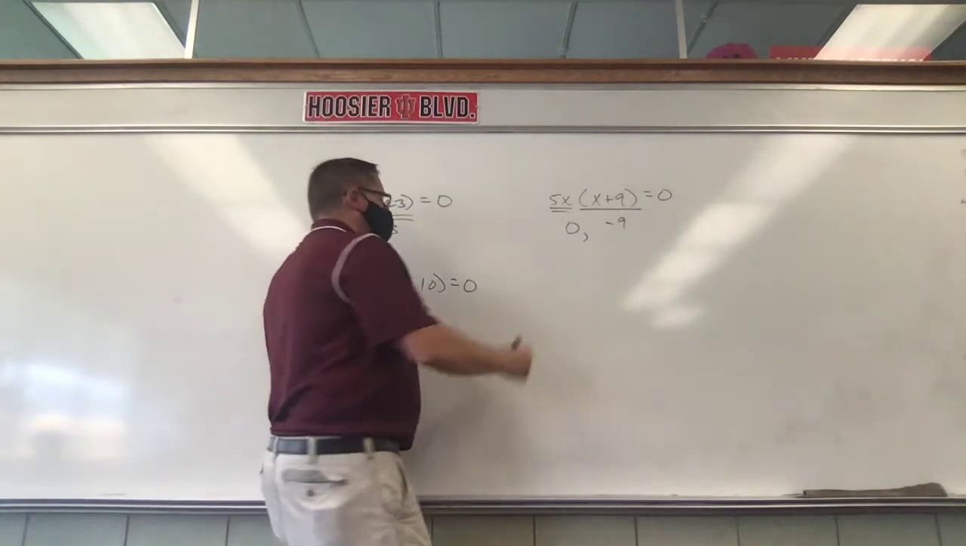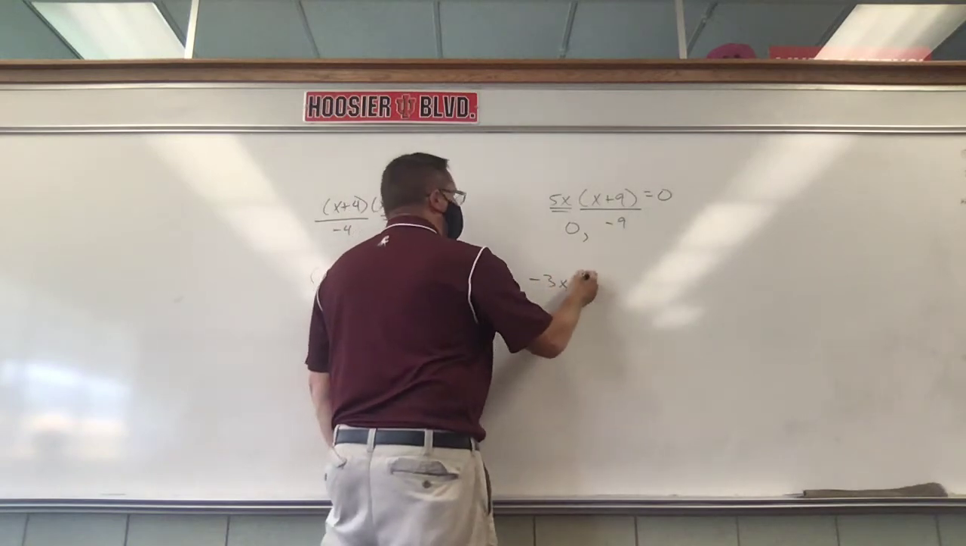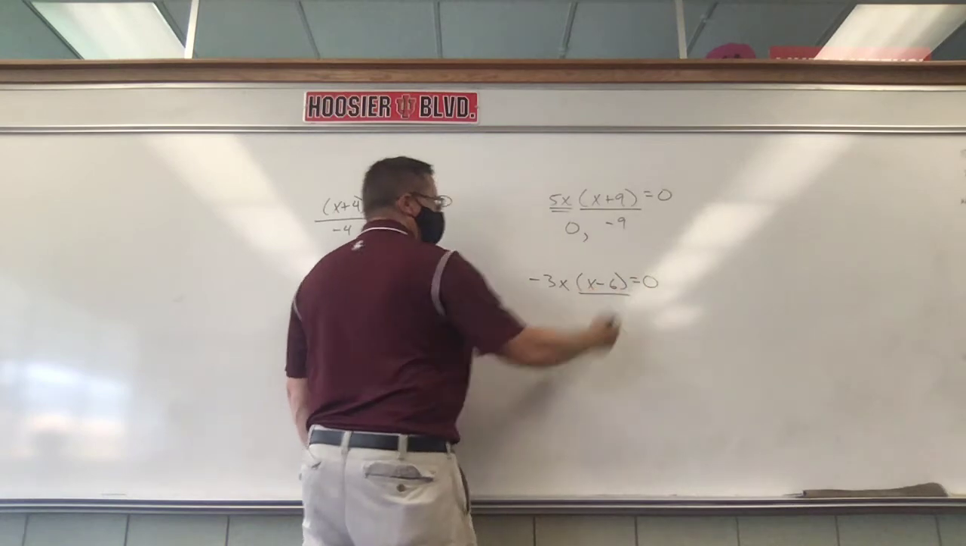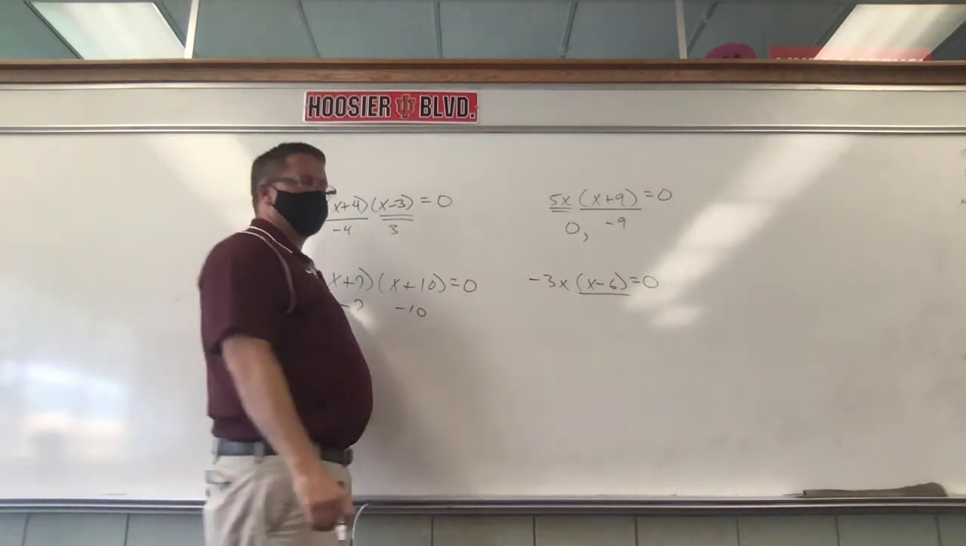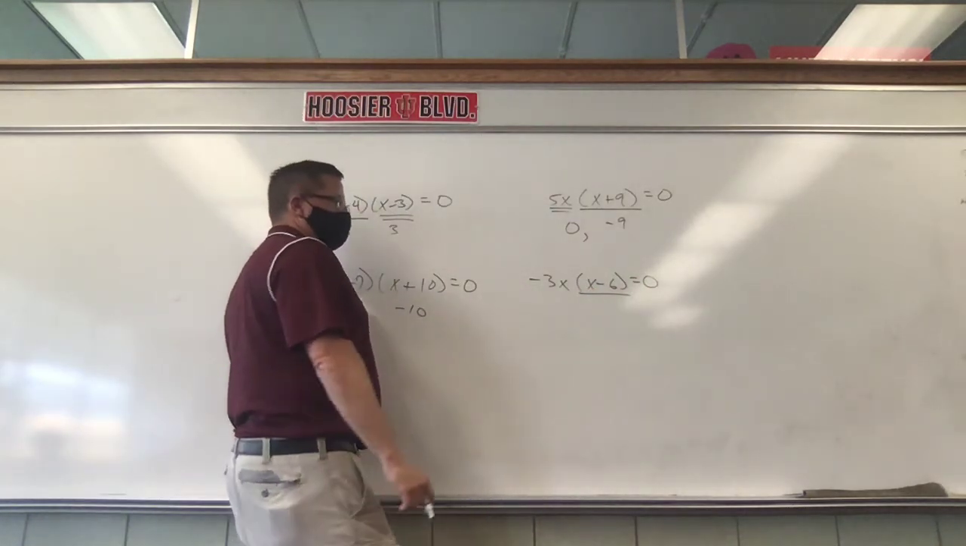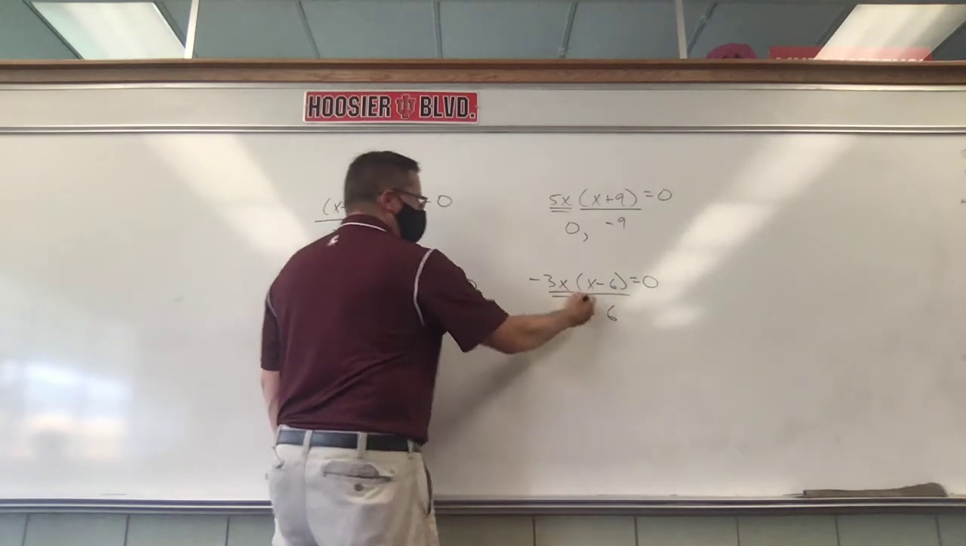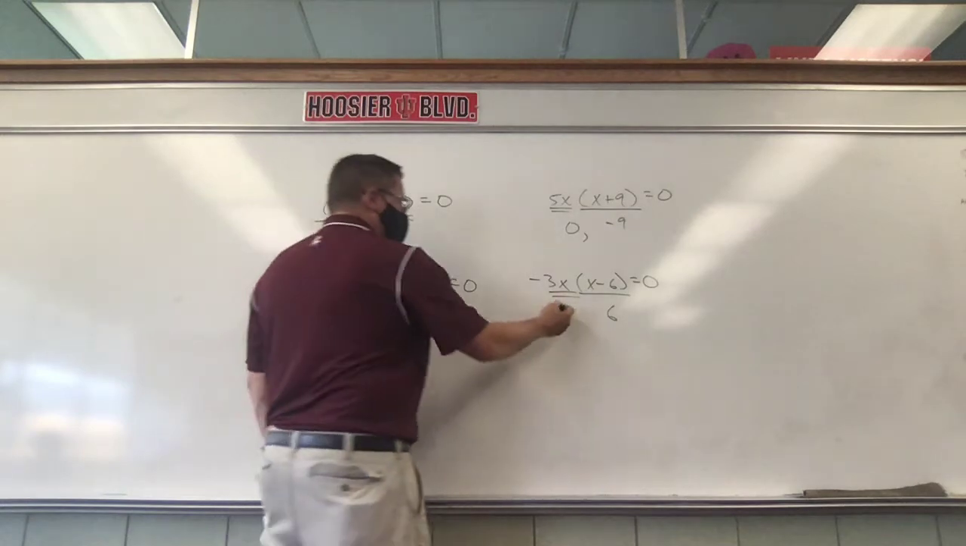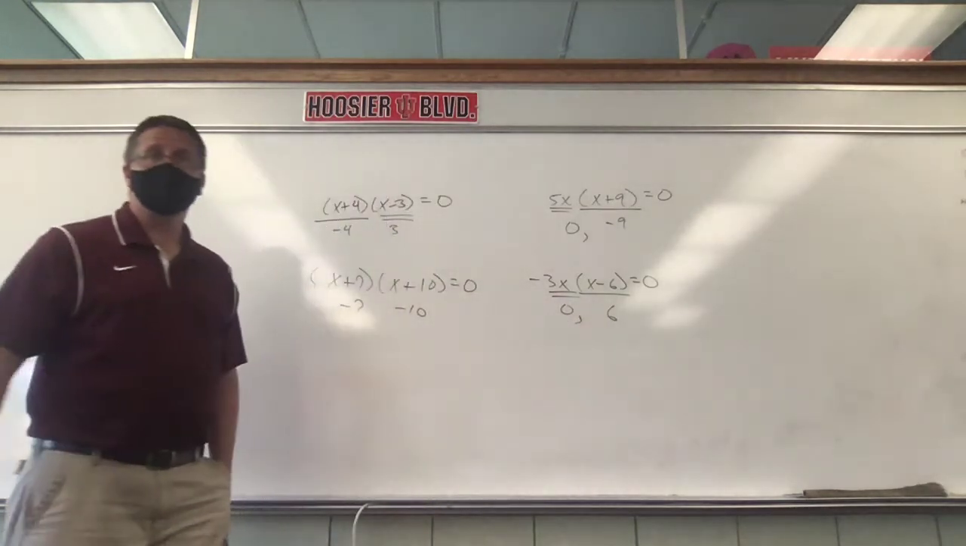Let's try one more. How about -3x times (x - 6) equals 0? What makes this turn into 0? 0 and 6. 6 right here, and then where did 0 come from? Because -3 times 0 is 0. The answers are 0 and 6.